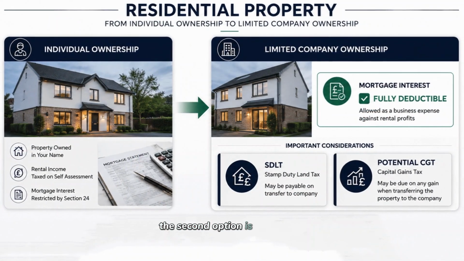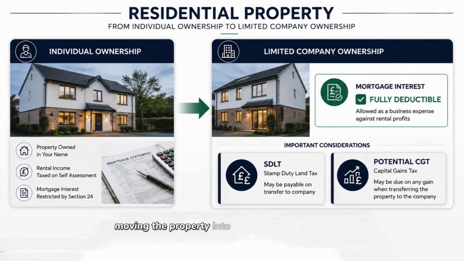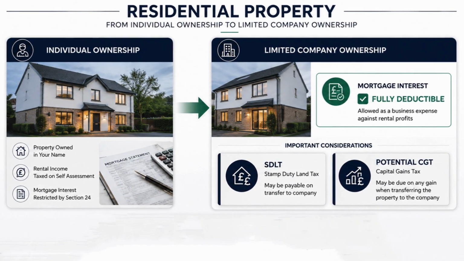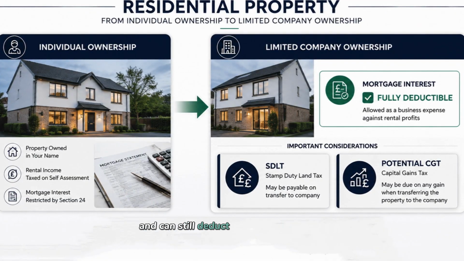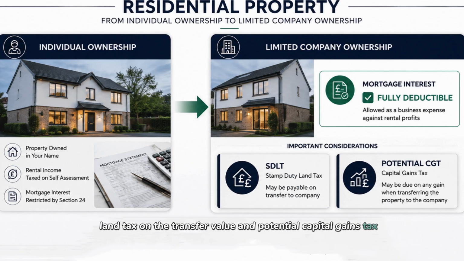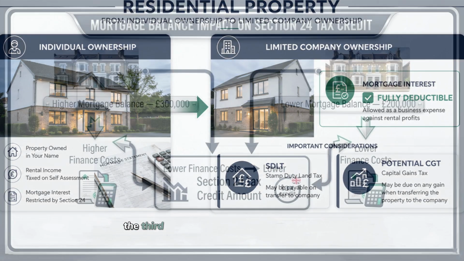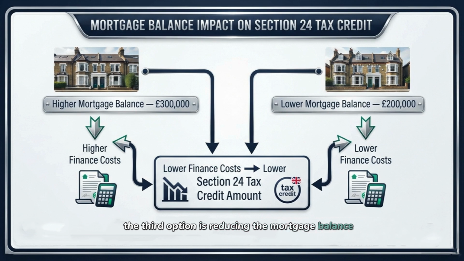The second option is incorporating, moving the property into a limited company structure. Companies are not subject to Section 24 and can still deduct mortgage interest fully. However, incorporation involves stamp duty land tax on the transfer value, and potential capital gains tax, so professional advice is essential before proceeding. The third option is reducing the mortgage balance, which reduces the finance costs and therefore the Section 24 impact proportionally.